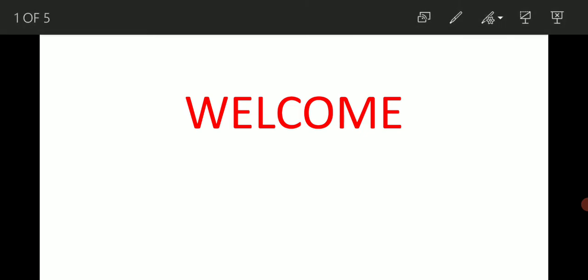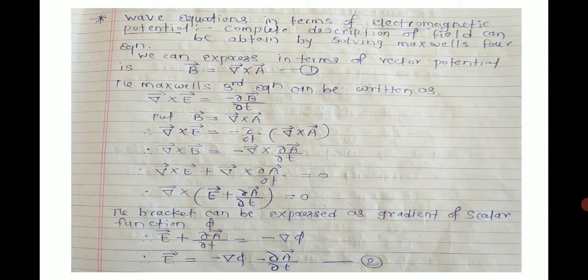Students, in the previous video, we started module number 3, that is the inhomogeneous wave equation, and covered the inhomogeneous wave equation, Coulomb's gauge, Lorentz gauge, then gauge transformation. In this video, we will discuss the next point, that is the wave equation in terms of electromagnetic potential.